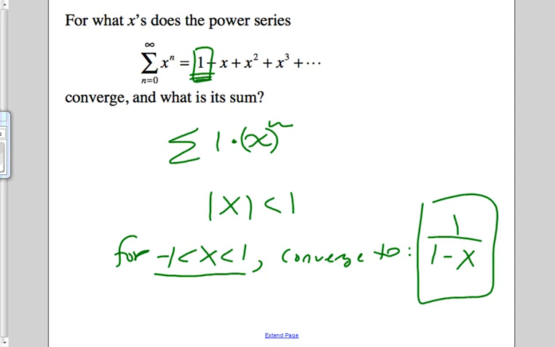So this is the idea of convergence. We want to know what value does it go to, and what must be true about x for it to reach that value.